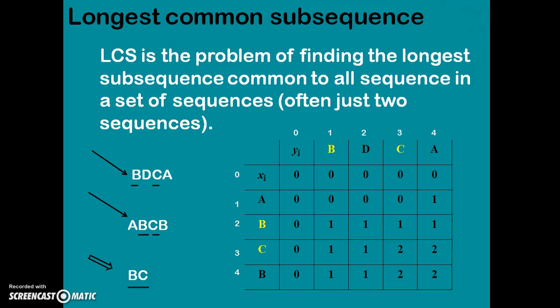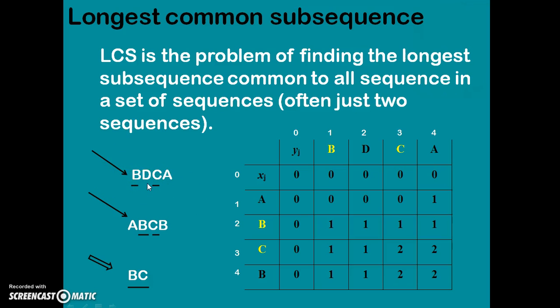Before understanding longest common subsequence, we have to understand the meaning of subsequence. A subsequence is a string that consists of a set of characters. Suppose here BDCA is a subsequence where B, D, C, A are its characters. Subsequences go from left to right.